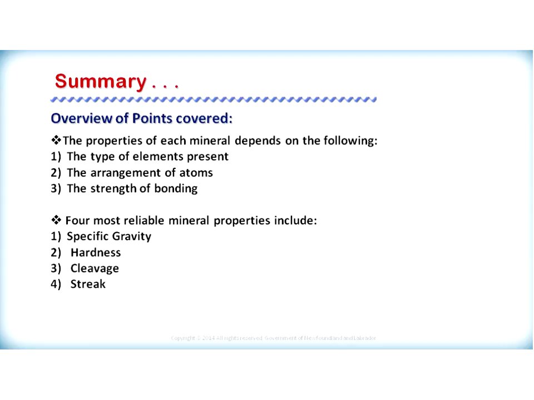Summary. Let's look at an overview of the points covered in this presentation. The properties of each mineral depend on the following. Number 1, the type of elements present. Number 2, the arrangement of the atoms. Number 3, the strength of the bonding. In this case, the arrangement of the atoms and the strength of the bonding are key elements in deciding what the properties of a mineral will be like.